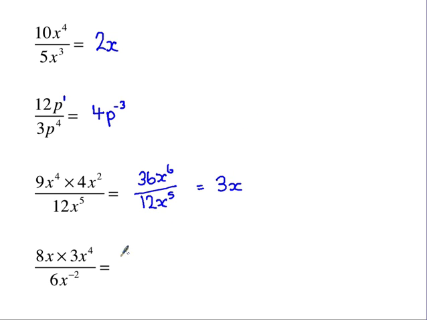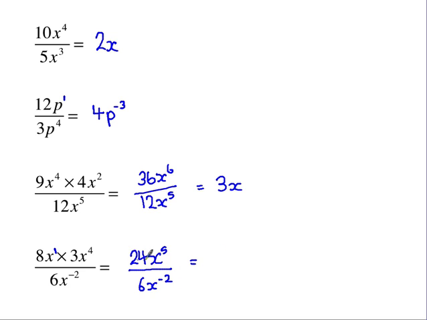Last one down here, let's deal with the top again first. Just going to put a little 1 on there to remind myself that x is the same as x to the power of 1. We'll multiply the integers first. 8 times by 3, which gives us 24. And then x to the power of 1 times x to the power of 4. 1 add 4 is 5. So we've got x to the power of 5. On the bottom, we've still got the 6x to the minus 2.